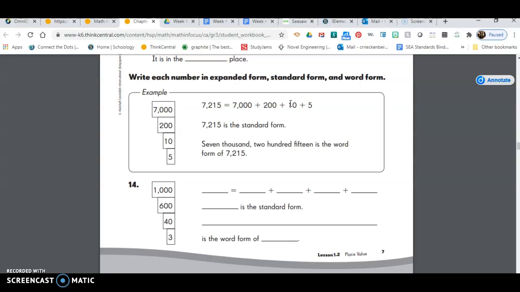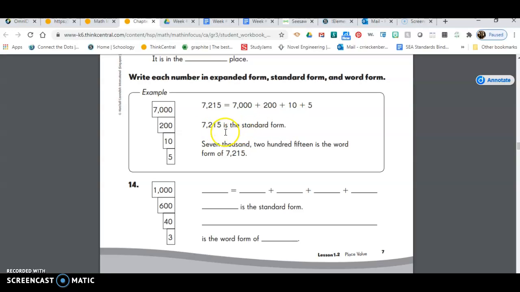So this is what your student book looks like. And as a reminder, here's our example of what we're going to be doing for the next several problems. This first example right here, 7,215 equals 7,000 plus 200 plus 10 plus 5. That's an example of expanded form. When I write the number the way we're used to seeing it, 7,215 is the standard form.